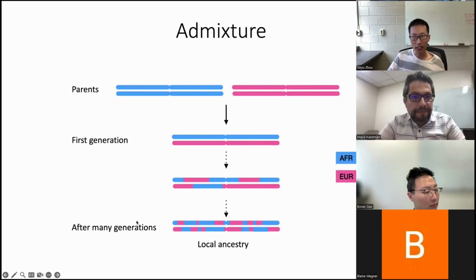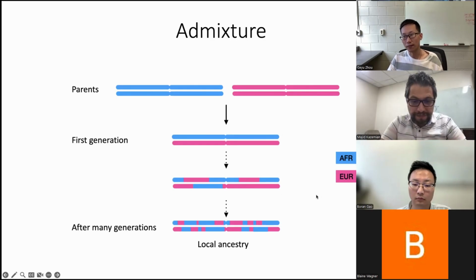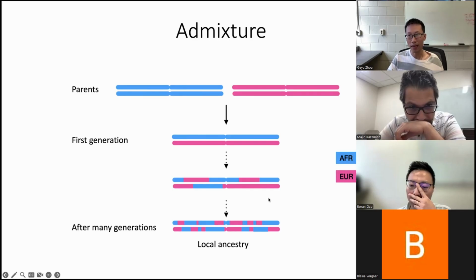After many generations, because of the recombination during meiosis, part of the genome will have segments originated from the European ancestry, and part of the genome will have segments originated from the African ancestry. This kind of local structure of whether a segment on the genome is from the African or European background is often referred to as local ancestry. And we are able to reliably infer the status of local ancestry of any individual based on our reference data.